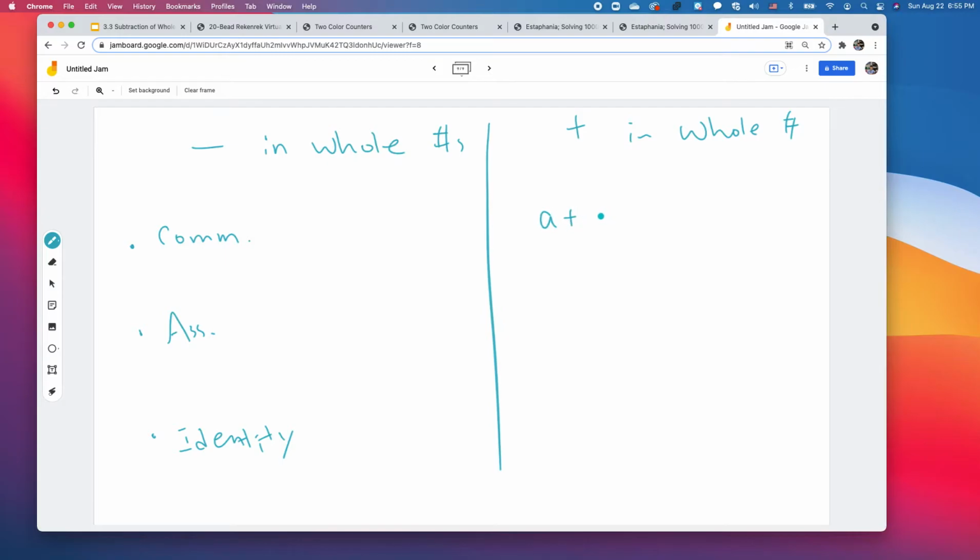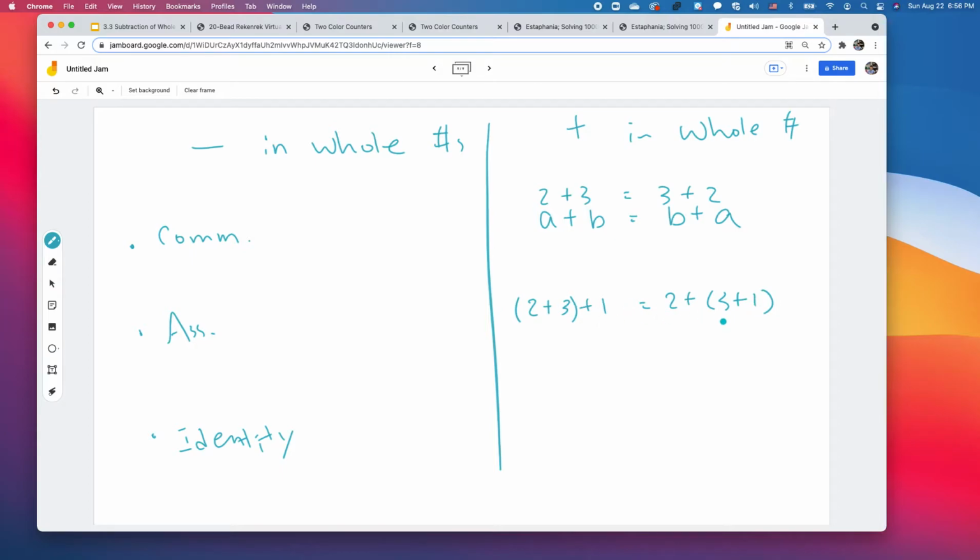A number that is a whole number, this is closure, so a plus b is equal to b plus a. A and b both are whole numbers. If you add a plus b, that's the same as b plus a. For example, 2 plus 3 is the same as 3 plus 2, right?